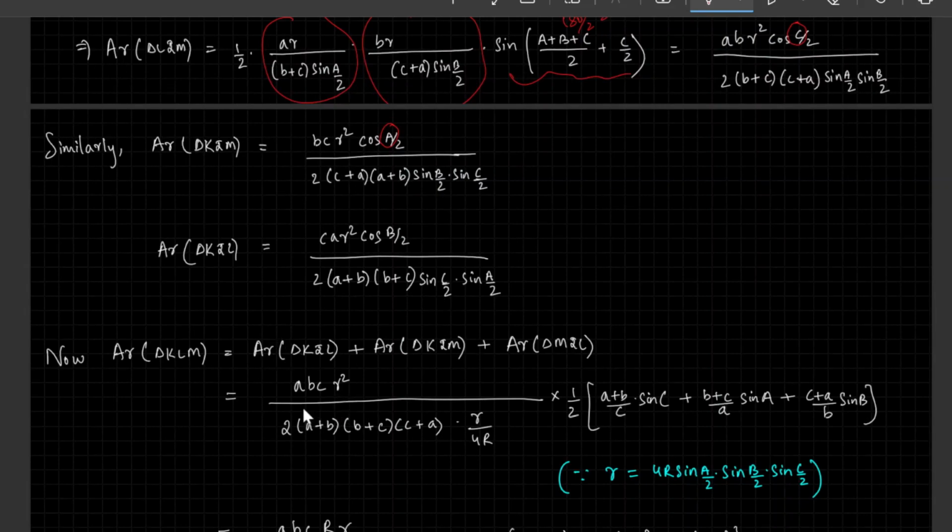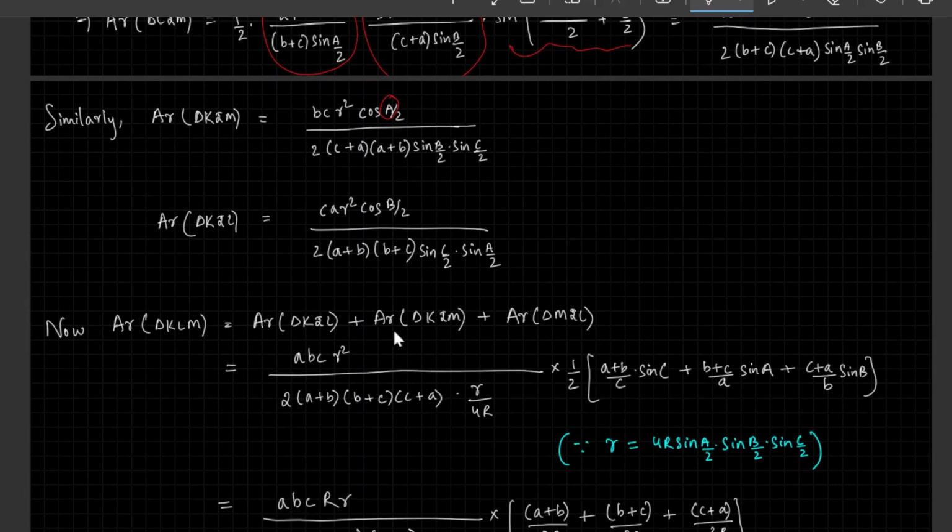Now area of triangle KLM is basically, you need to add all these three areas, and when you solve them, we will end up with this equation, that is ABC R square divided by 2 of A plus B into B plus C into C plus A into R by 4R into 1 by 2 of A plus B by C sin C plus B by C by A sin A plus A by B sin C sin B. You can just simplify them, substitute and take the LCM, and finally you will end up with this. I have not used any other external formula. I just took the LCM and then solved it.